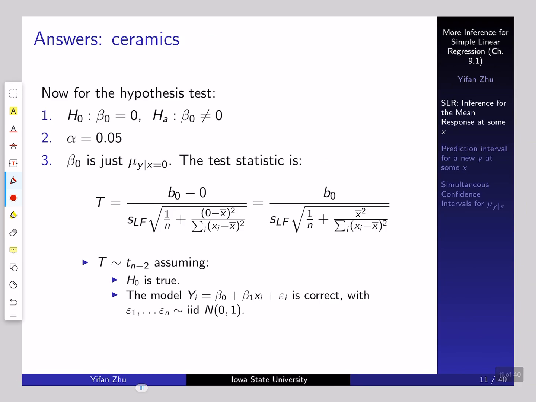And for the hypothesis test, these are some formal steps. The first step, you state the null and alternative hypothesis, and then the confidence level, the significance level. And beta naught is what? Mu of y given x is beta naught plus beta 1 times x. So mu of y given x equals 0 is beta naught plus beta 1 times 0, so it is beta naught. So beta naught is just mu of y given x equals 0.